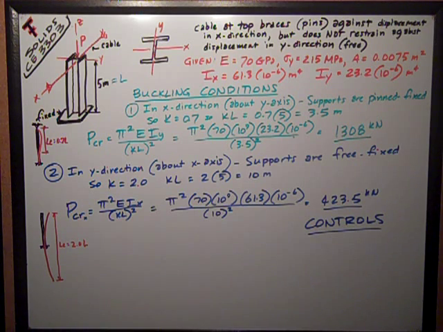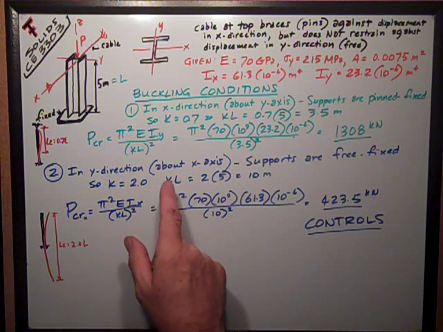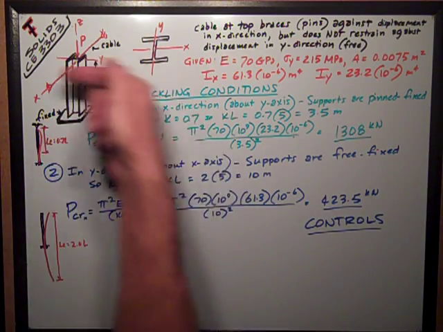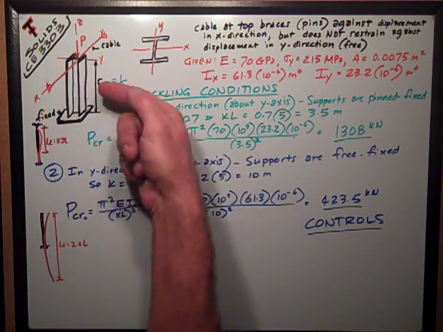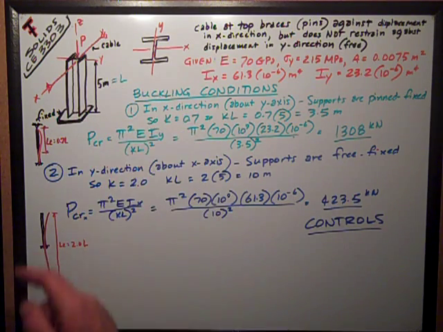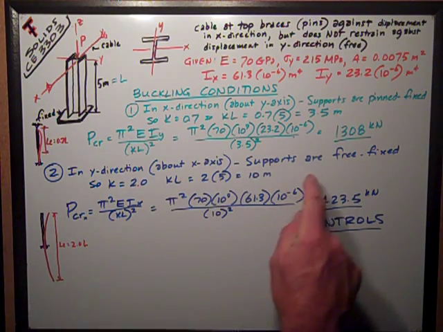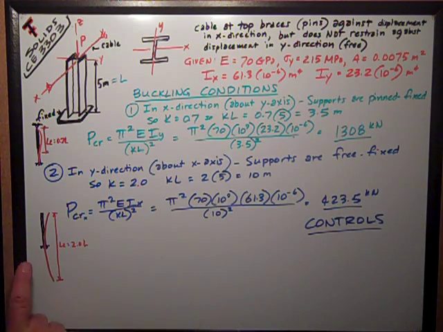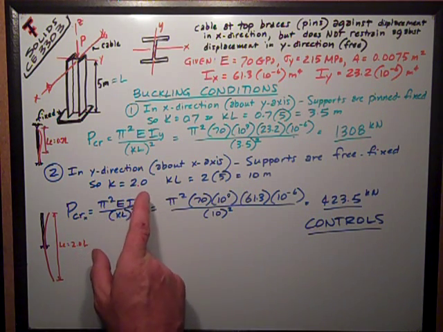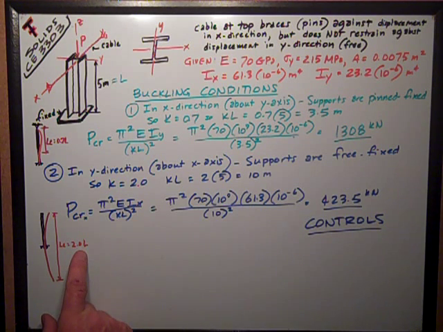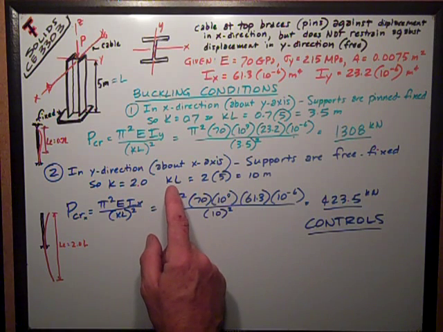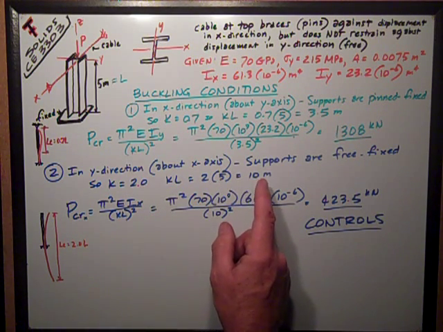Okay, the other condition is for buckling about the X-axis, or in the Y direction. So that would be buckling this way, in which there's really no restraint at the top. So the supports are considered to be free at the top and fixed at the bottom. Just like this diagram shows, my effective length is twice my actual length. K is equal to 2.0. KL is 2 times 5, or 10 meters.